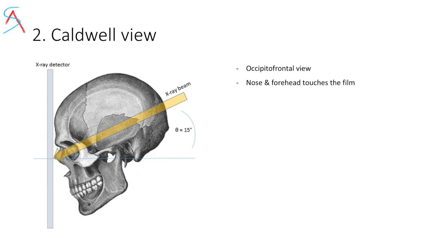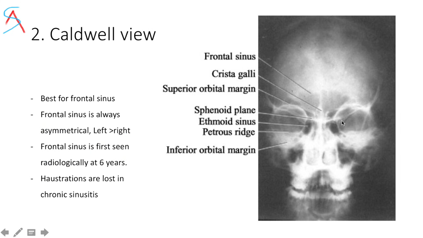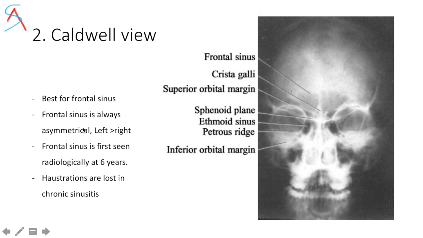So the next view which we will read is Caldwell view. In this view, the nose and the forehead of the patient touch the X-ray film, and the X-ray beams are from posterior to anterior. Caldwell's view is also known as the occipitofrontal view. The Caldwell view is best to see the frontal sinus, but here we can also see the ethmoidal sinus and maxillary sinus. We can see the frontal process of zygoma, the superior margin of orbit, and lamina papyracea.